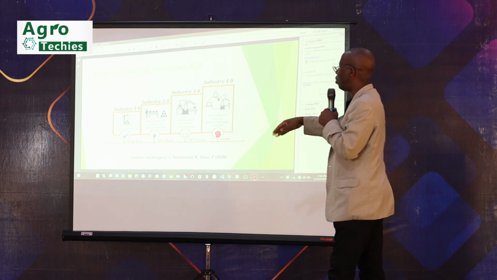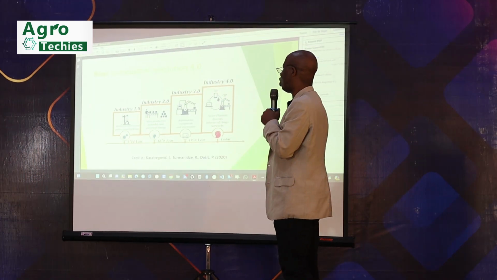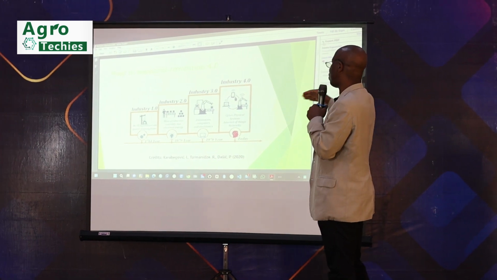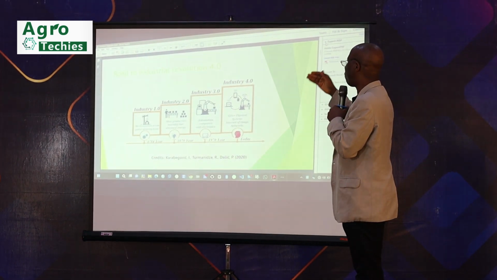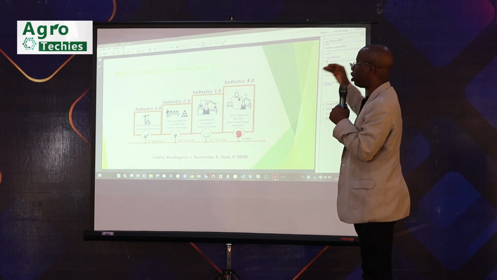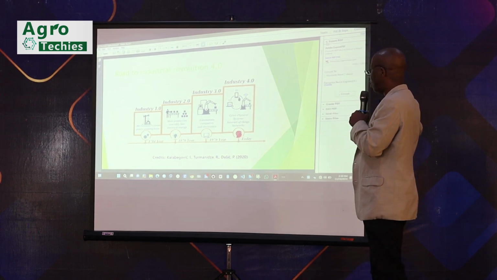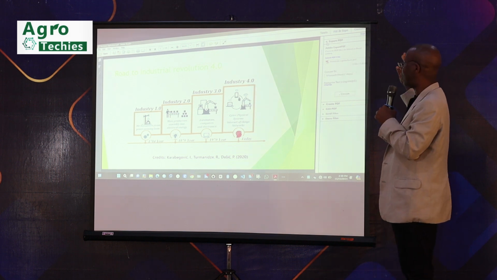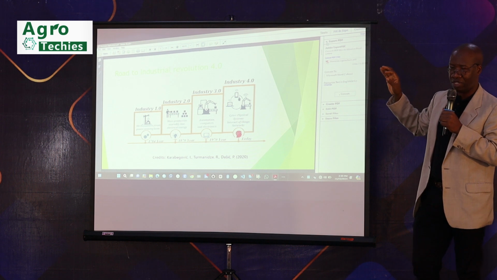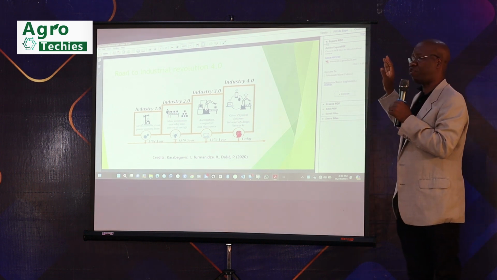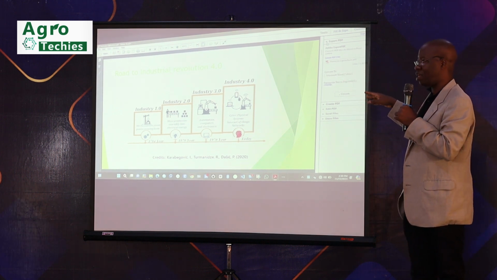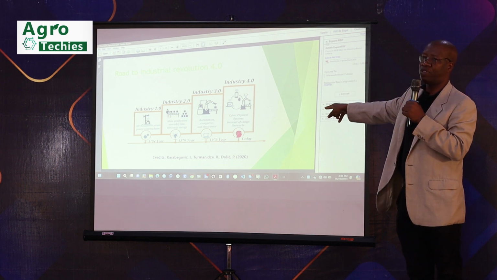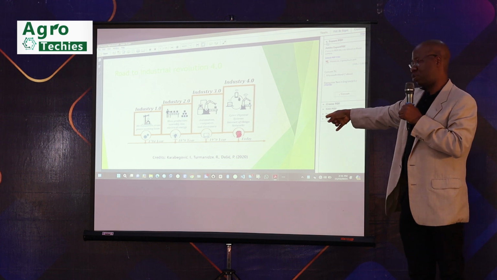From 1.0, we were talking about mechanization, power, steam engine. From there to 2.0, where we're talking about assembly plants, assembly lines. 3.0, we're talking of automation. But in 4.0, we are talking about connectivity. That is why today we can talk about the Internet of Things, cybersecurity, artificial intelligence, and all that. And so this is where we are. So it is based on Industry 4.0 that I will show you what I want to show you next.